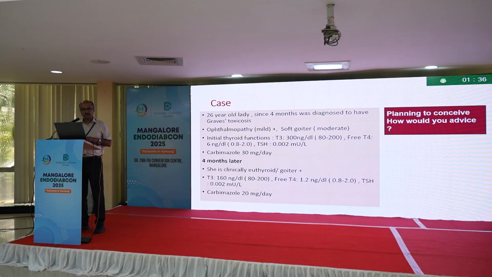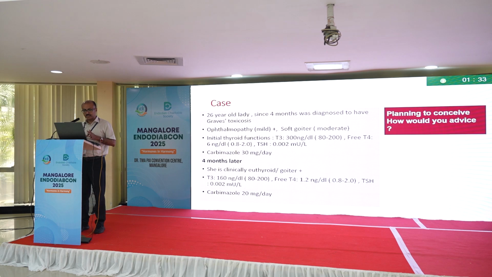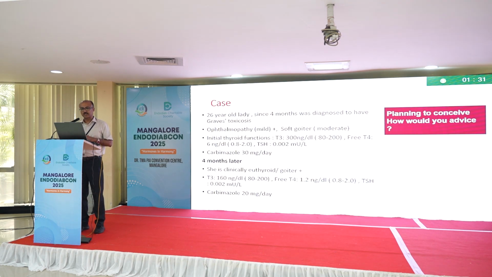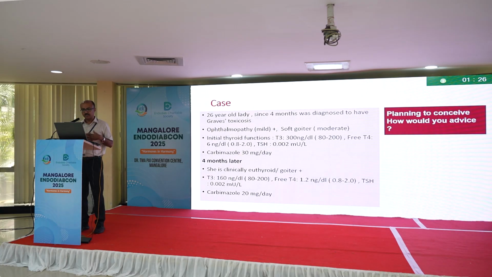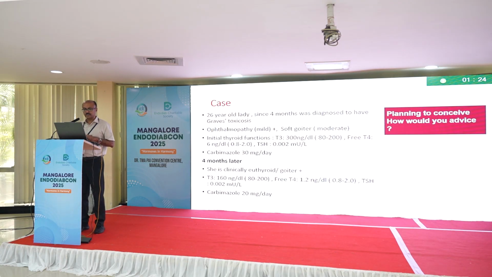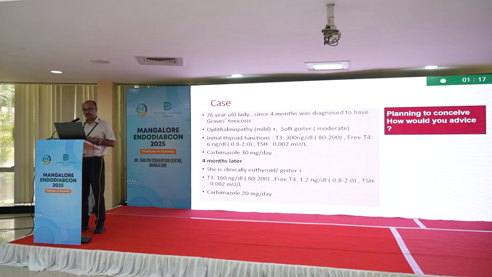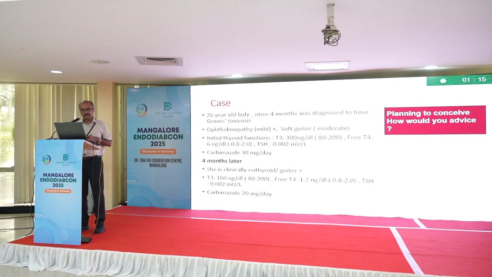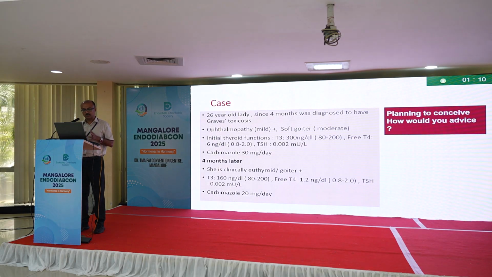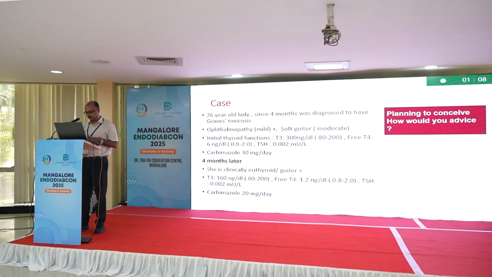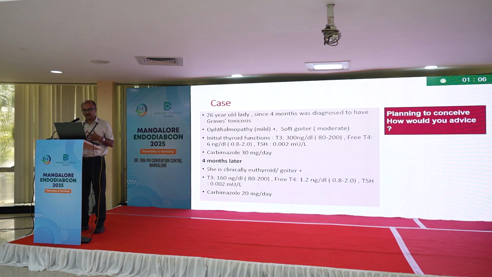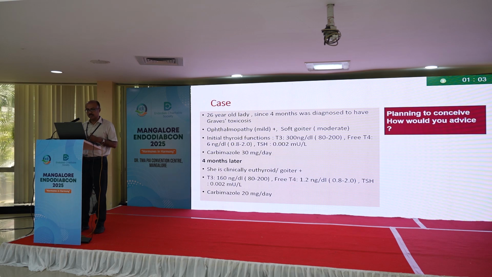Coming to a case just to highlight: a 26-year-old lady diagnosed to have hyperthyroidism 4 months prior, with ophthalmopathy. Initial thyroid functions were frankly thyrotoxic, and she was started on carbimazole 30 milligram per day. 4 months later she is now feeling fine. You can see the thyroid function test: T3 is 160, T4 is 1.2 and TSH is 0.002, and she is on carbimazole 20 milligram per day. So what preconception advice would you give to this particular lady?